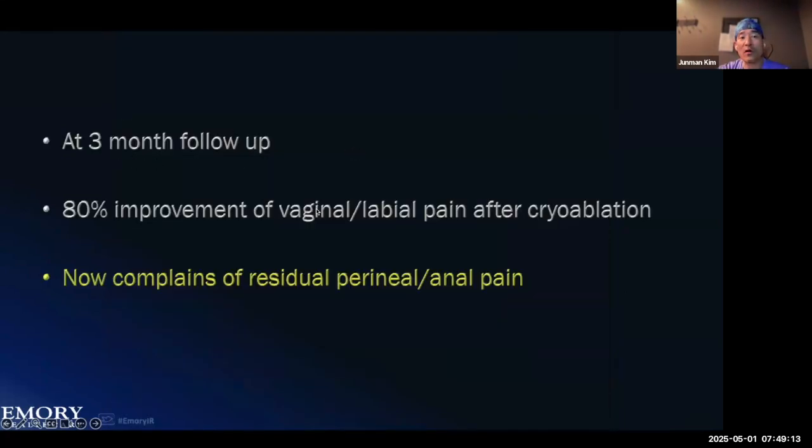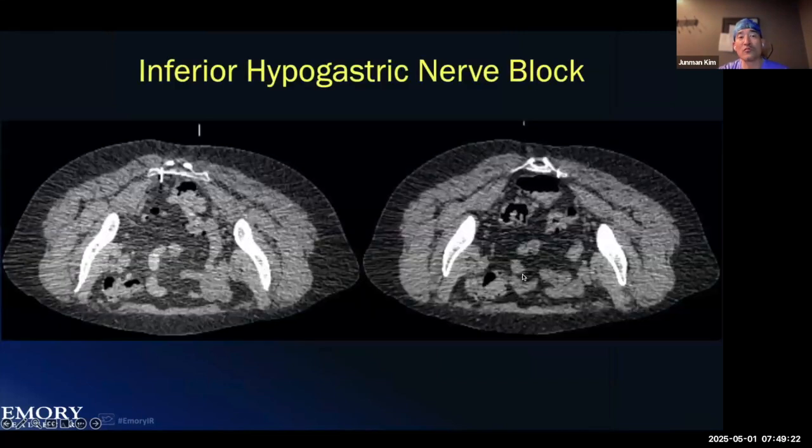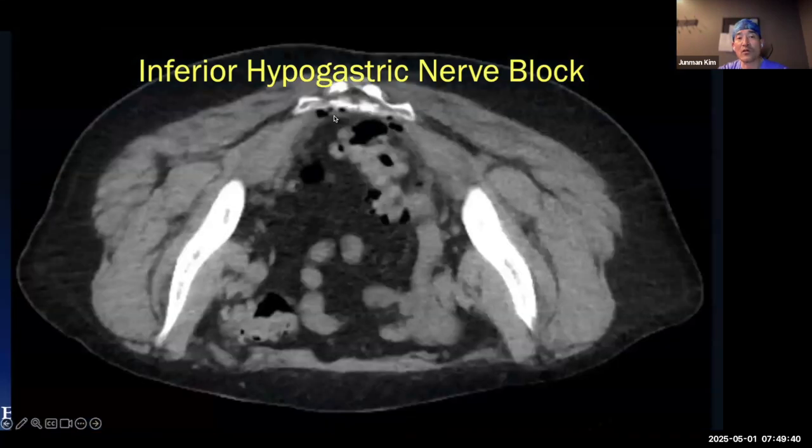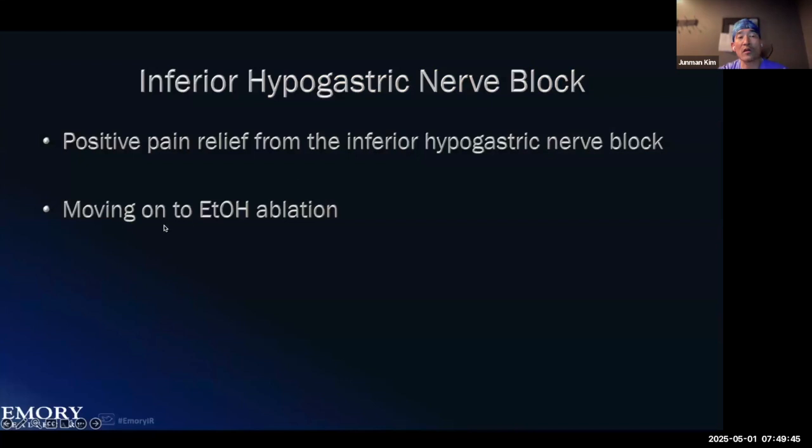At 3 months follow-up, 80% improvement of vaginal labial pain. So now she complains of a residual perianal, a little more posterior superficial pain. In this case, we moved on to inferior hypogastric nerve block. So we typically go through transsacral, through the S3 or S4 neuroforamen, and target our medication in the presacral space. You can see the air bubbles that we are targeting.